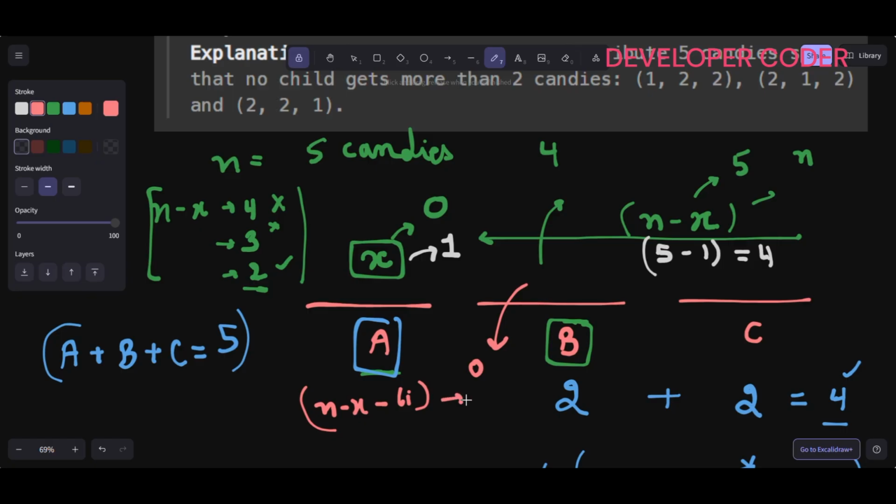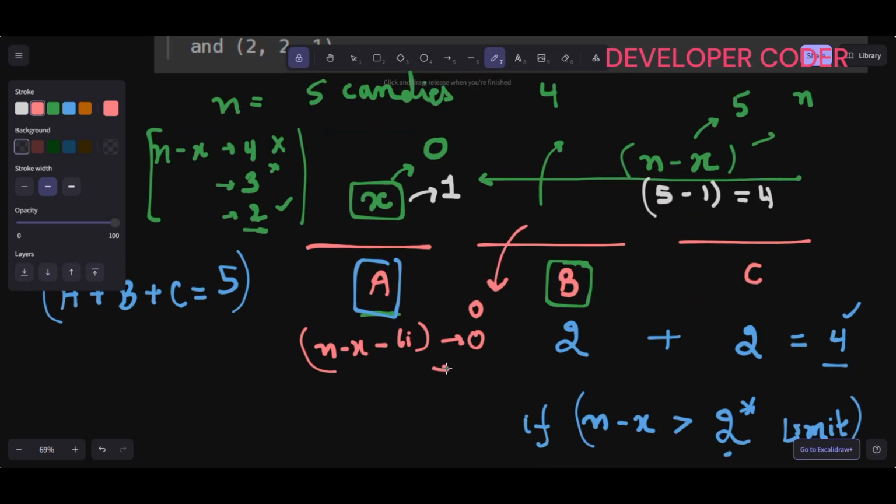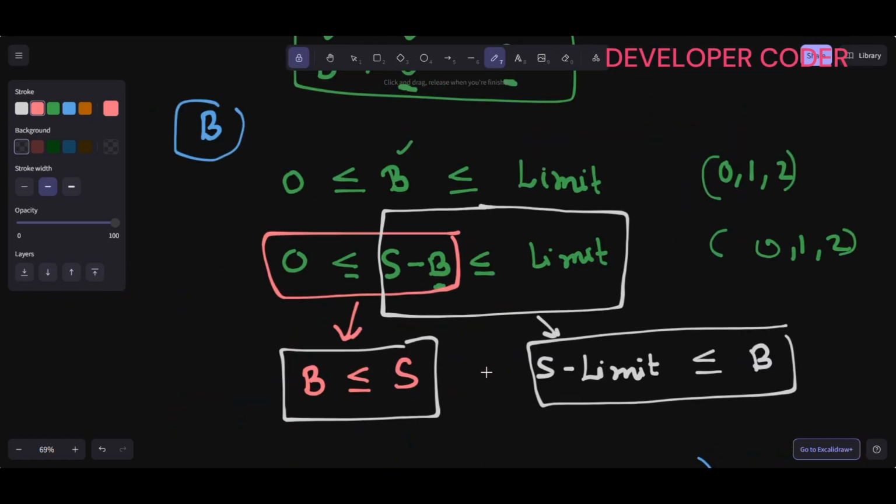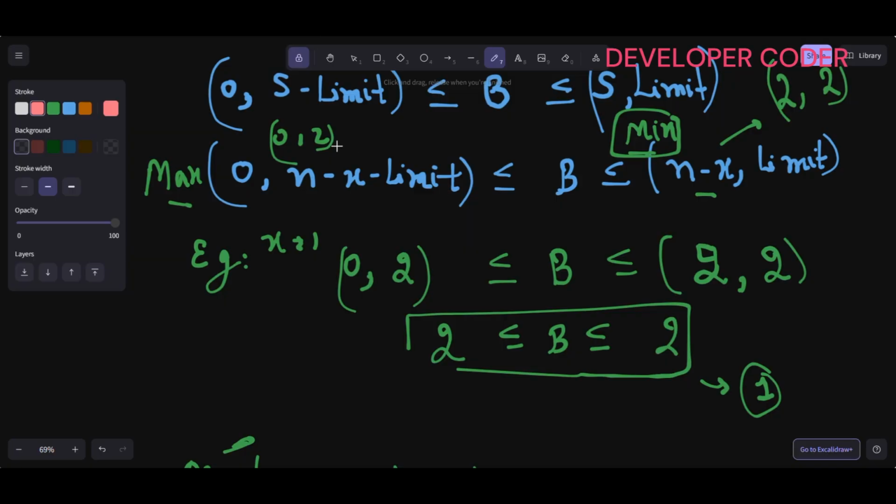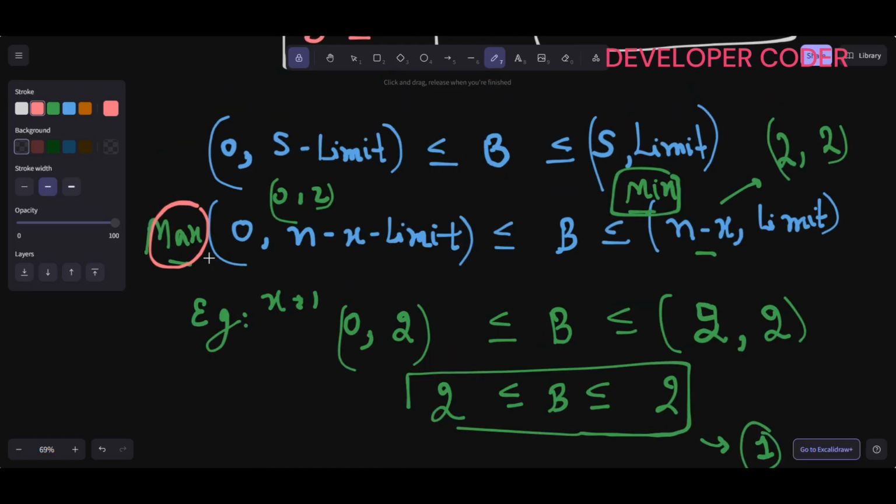If I place 0 here, then with 0 this value is not right. The same way with 1 it is also not possible, right? In the limit I will add some values. Maybe n minus x is 4, so let's say I add 4 here to make it 0. With this the answer is not possible. If I place 3, then also the answer is not possible. So from here 0, 1, 2 we have to take the max, right? So n minus x minus limit, from here we have to take the max value. This is going to be the range. That is why I'm taking max here, 0 to n minus x minus limit, and here I'm taking min.